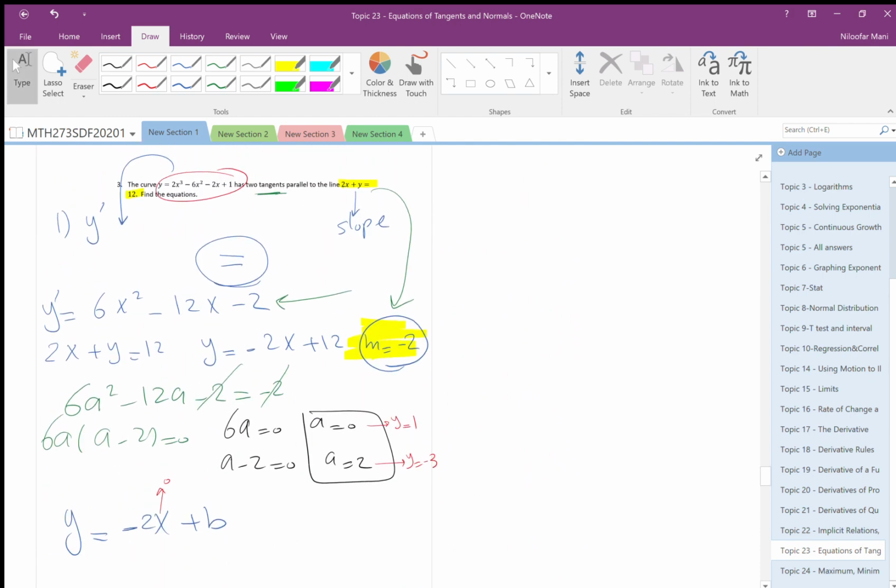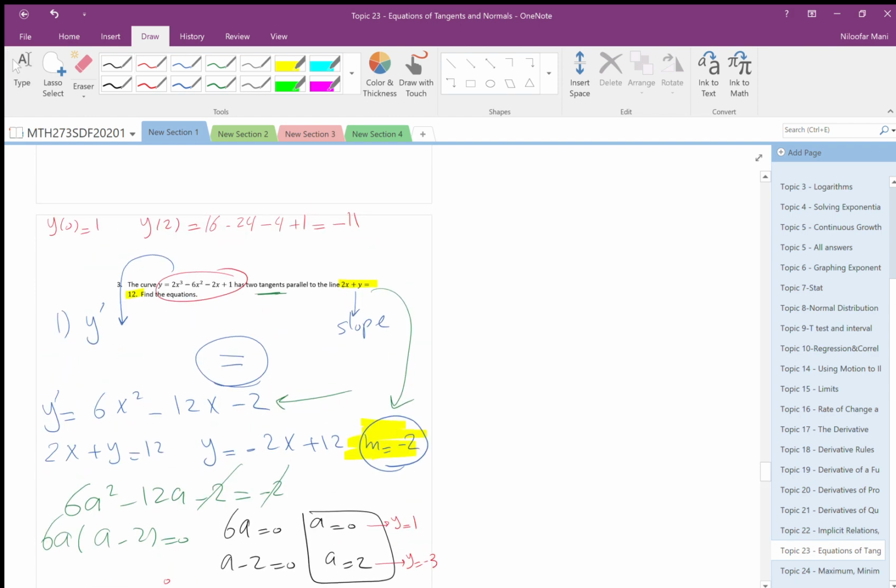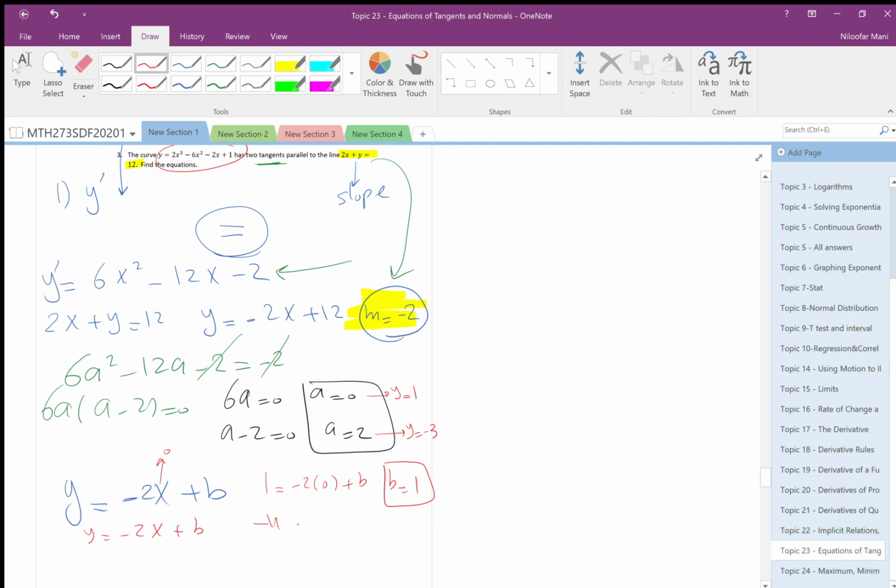So I found x, and now I have y, so I can put it here and find b, which is the y-intercept. One of them is 1 equals minus 2 times 0 plus b. So b is 1. And the other is y equals minus 2x plus b. So I put minus 11 equals minus 2 times 1 plus b. Hmm, that must be minus 9, I think. Yeah, minus 9, right?